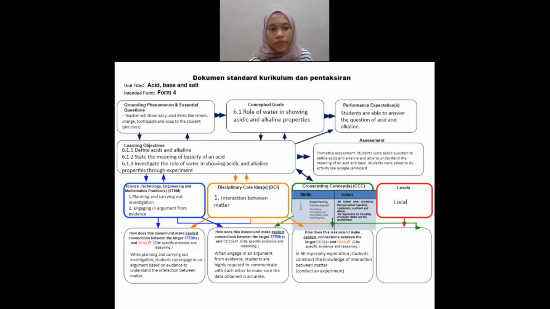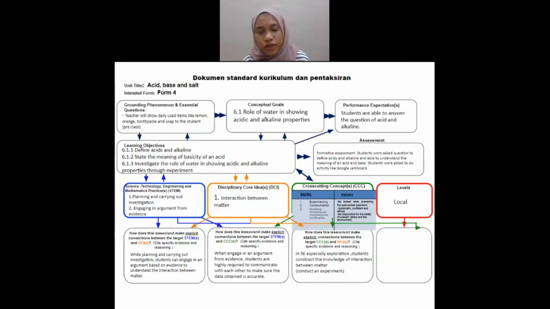by the teacher. So for the learning objectives, 6.1.1 define acid and alkaline. 6.1.2 state the meaning of basicity of an acid and alkaline. Then 6.1.3 investigate the role of water in showing acidic and alkaline properties through experiment.